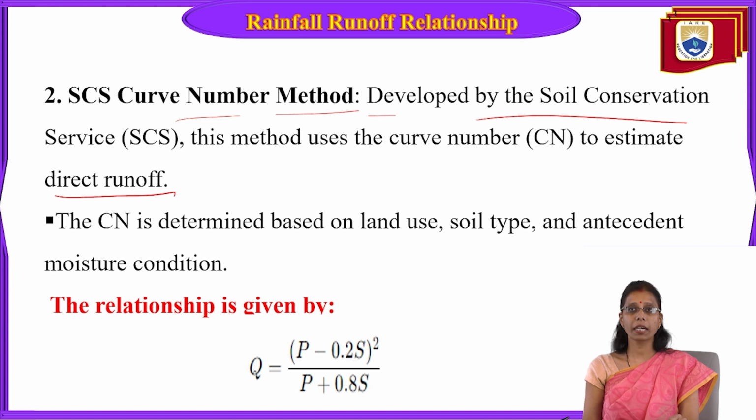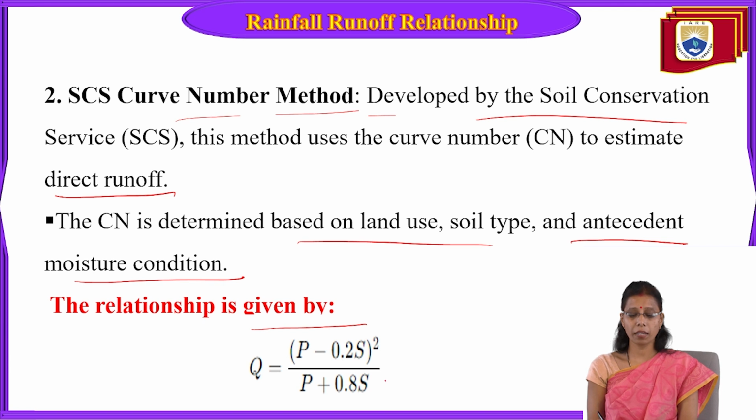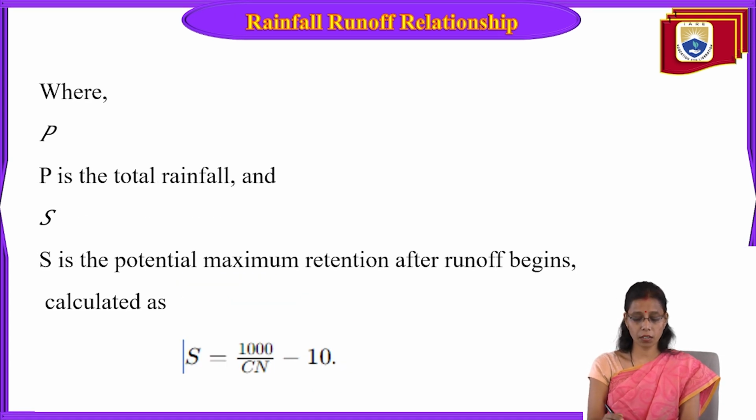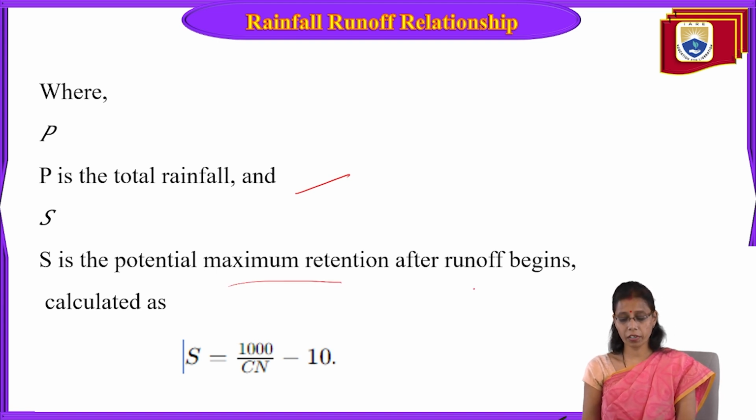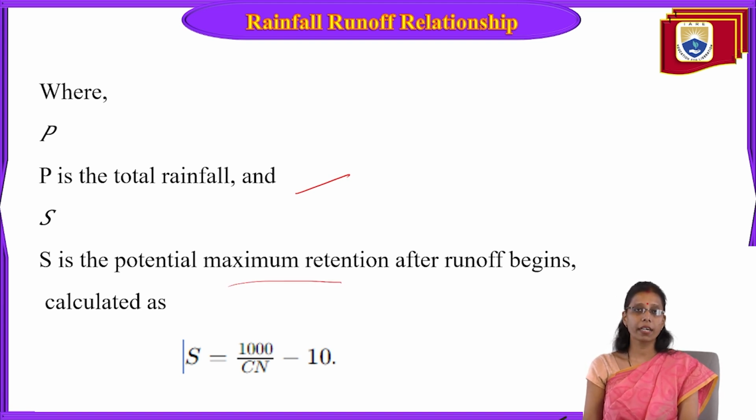So CN is determined based on the land use, soil type, and antecedent moisture condition, and the relationship is given by Q is equal to (P minus 0.2S) squared by (P plus 0.8S), where P is the total rainfall and S is the potential maximum retention after the runoff begins. Now it is calculated as S is equal to 1000 by CN minus 10.